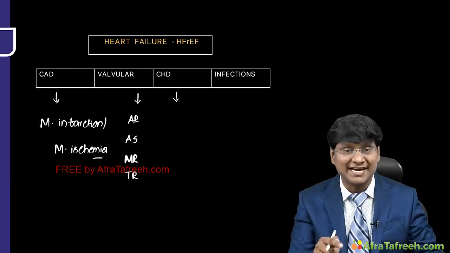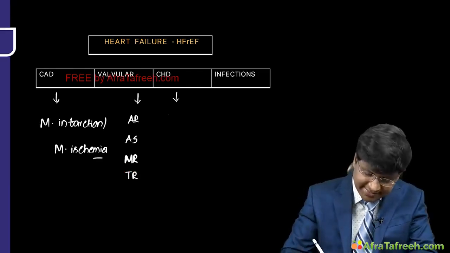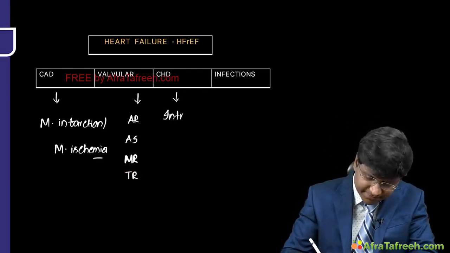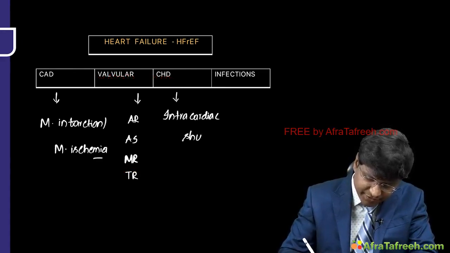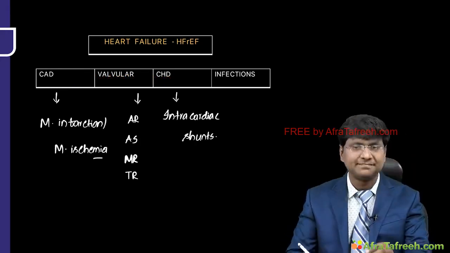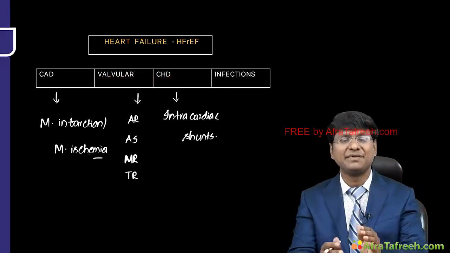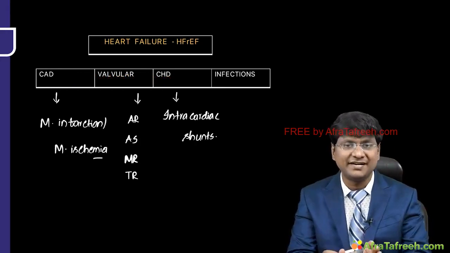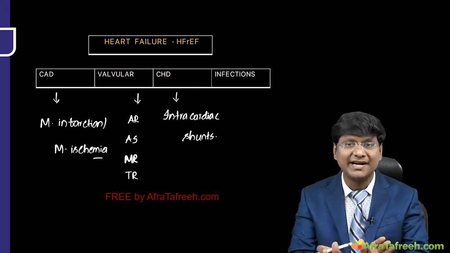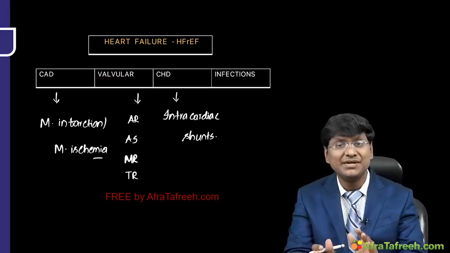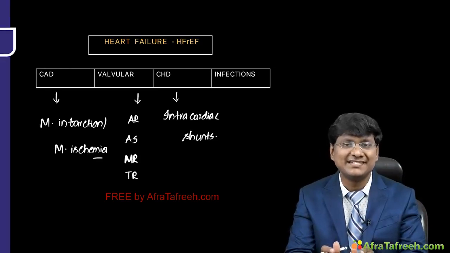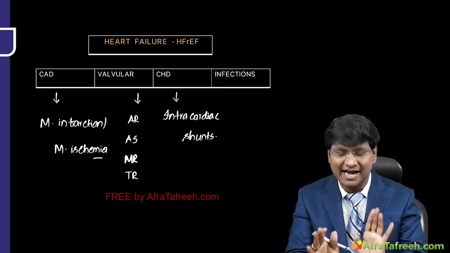Then congenital heart diseases, which include the intracardiac shunt. And what are these intracardiac shunts? Like in patients with ventricular septal defect, at one point of time they develop pulmonary hypertension and they develop right heart failure. So these are the congenital heart diseases which will cause heart failure.